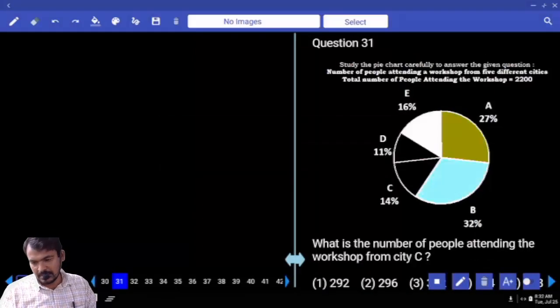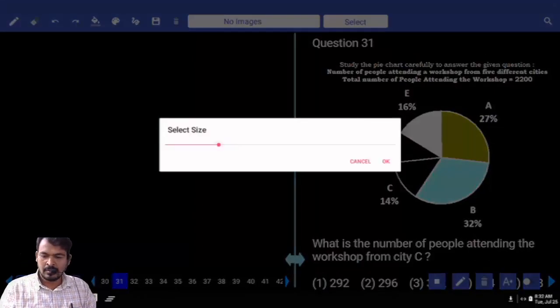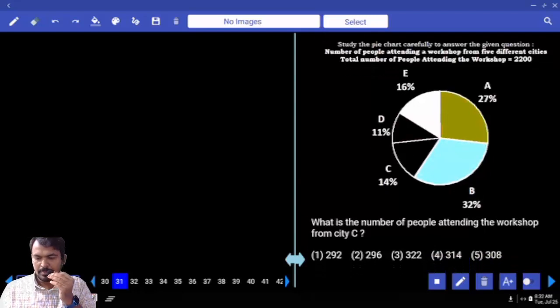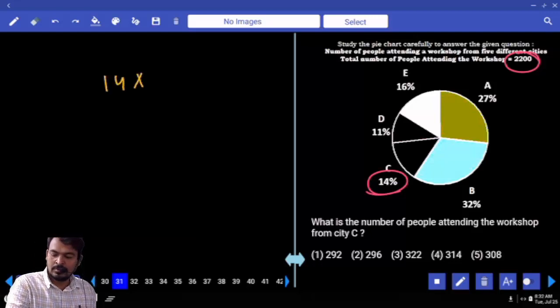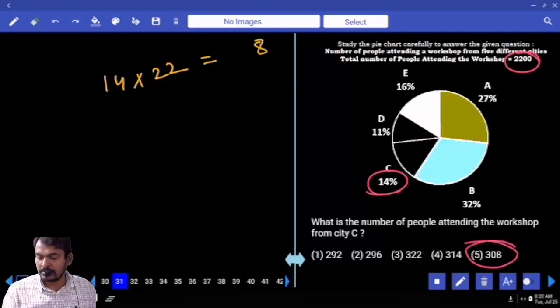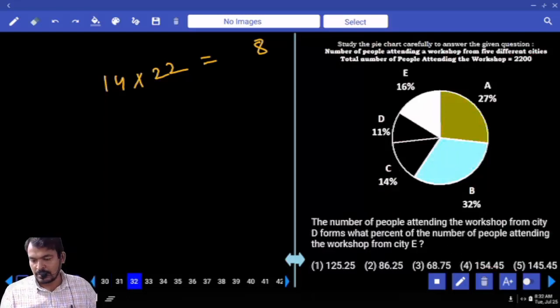Pie chart is given, data given in percentage. What is the first question? What is the number of people attending the workshop from city C? What is the C percentage? 14%. We required 14% of 2200. That will be 14 into 22. End with 8. How many options? Only one.